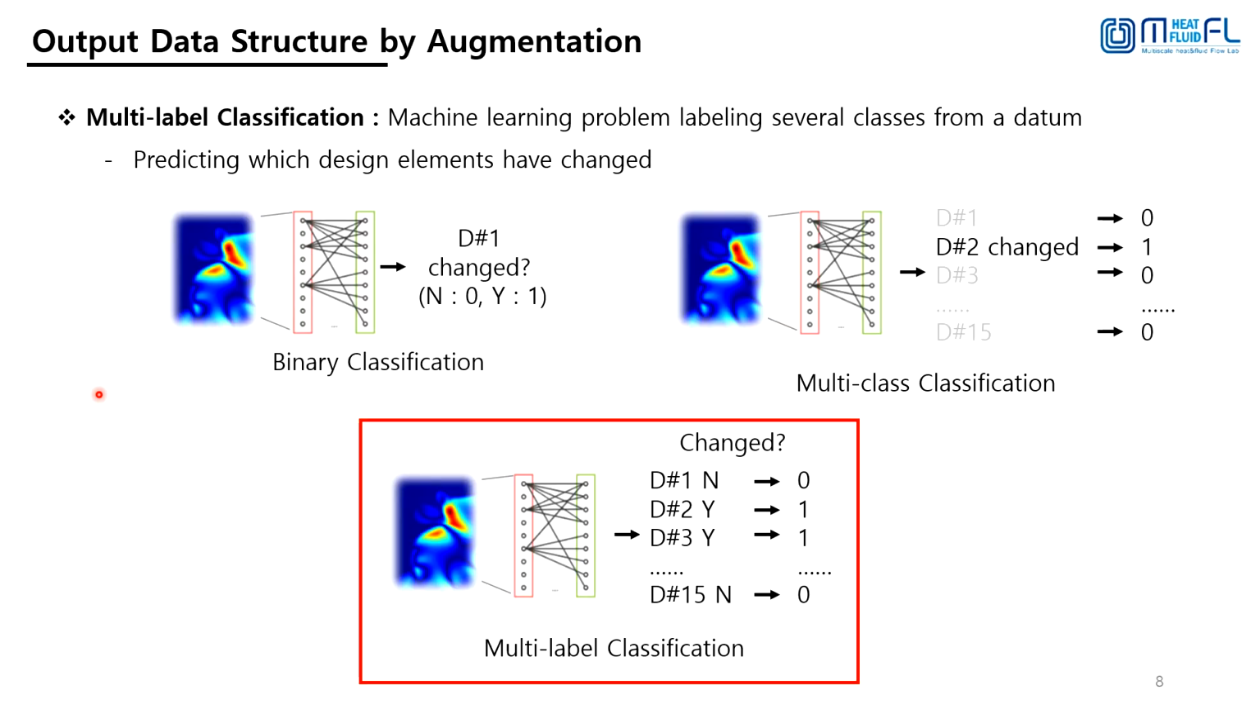In this slide, I'll introduce the first design element comparison strategy, multi-level classification. Multi-level classification belongs to the classification domain. Binary classification predicts a single Boolean value, 0 or 1. Multi-class classification predicts a class for input data. Conversely, multi-level classification predicts multiple corresponding classes for input data.